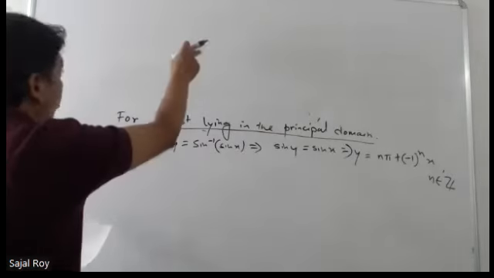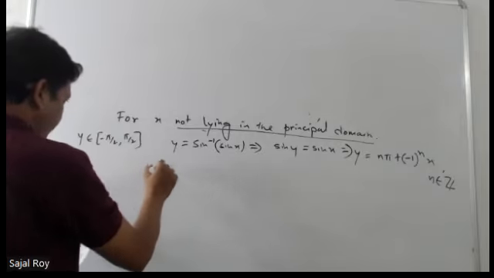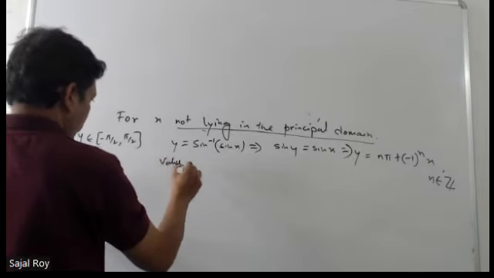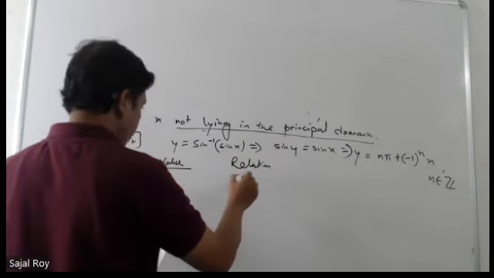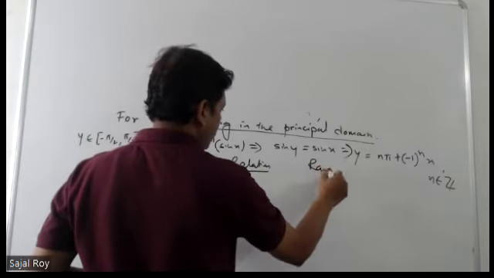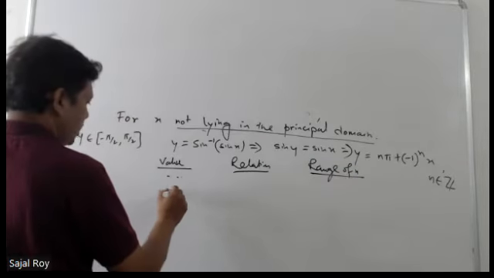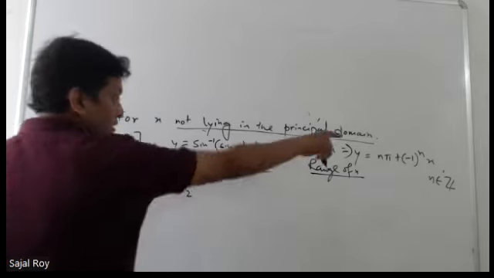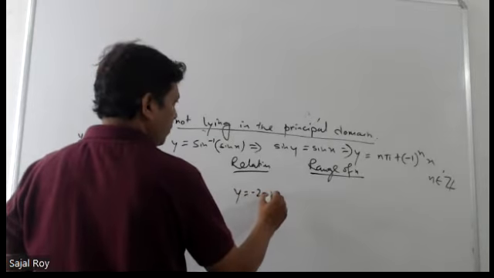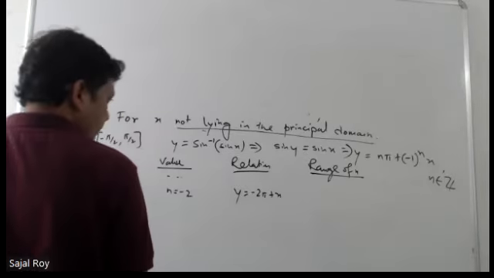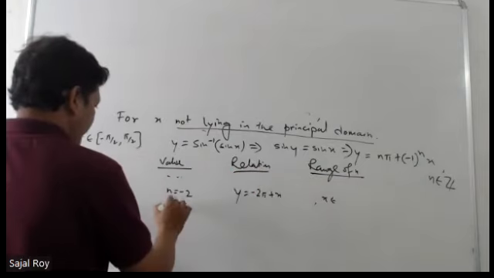Okay. I will draw the graphs on the upper part. Before that, the value relation for this and the range of it. Suppose you are substituting n equal to -2. What is the value? y equal to -2π plus x, right? And x belongs to, you write it, I'll write later on.